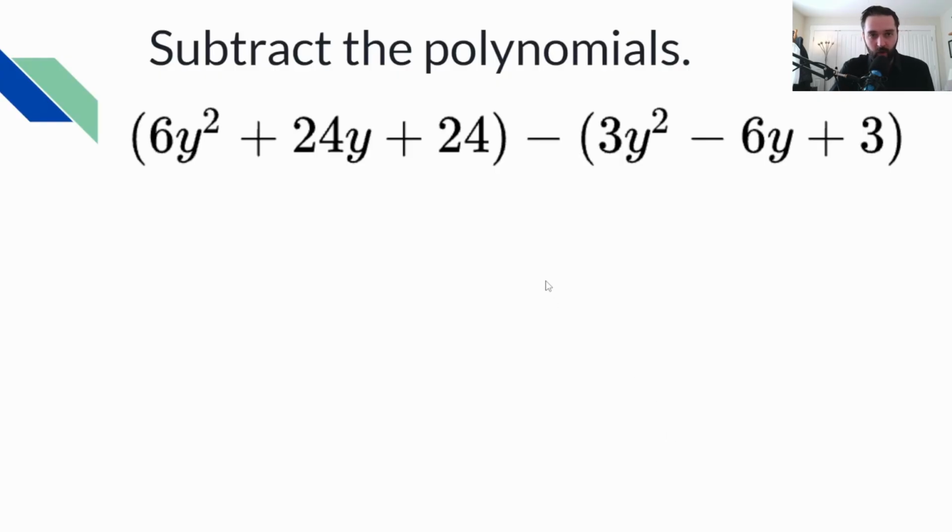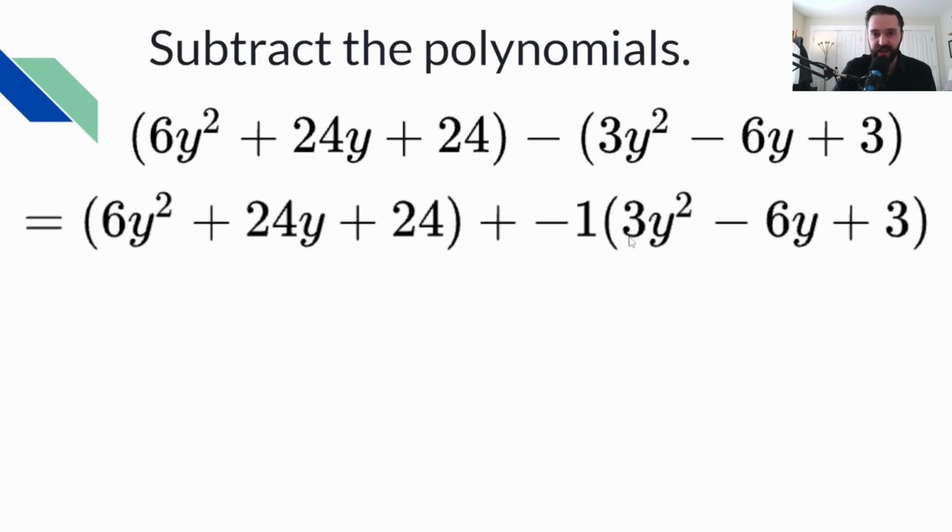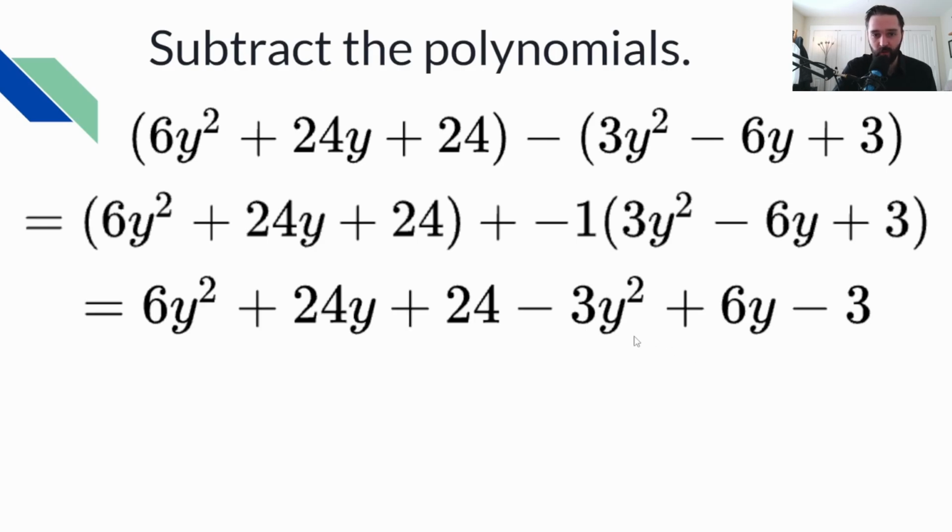Here we're asked to subtract the polynomials. We need to get rid of these parentheses, but it's not as easy this time. When I subtract this entire trinomial on the right, that is the same thing as multiplying the whole thing by negative 1. So we're going to distribute this negative 1 to each piece of the trinomial. Let's do that right now.